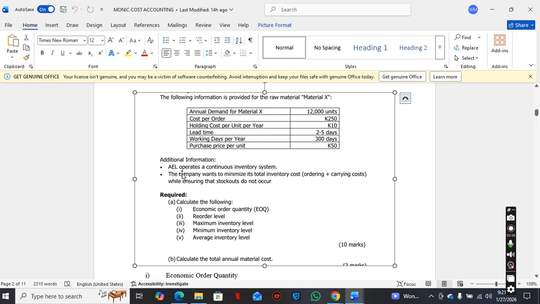Okay. So AEL operates a continuous inventory system. The company wants to minimize its total inventory cost, ordering cost and carrying costs, while ensuring that stockouts do not occur. Colleagues, this is accounting for inventory, which is part of inventory control, or inventory management. So the last is to calculate the following. First is the economic order quantity.